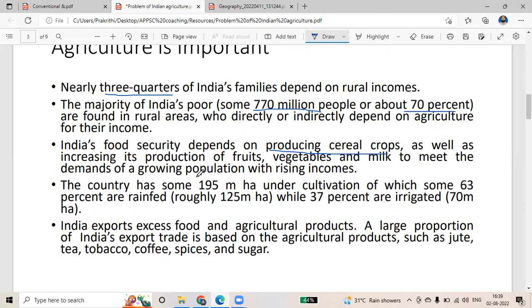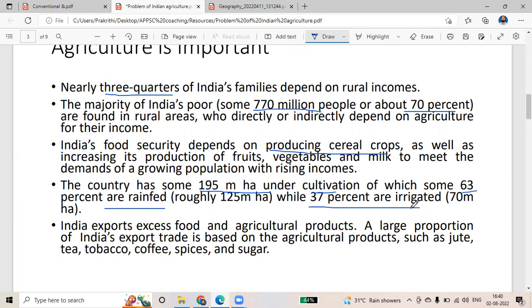Right now, the country has 195 million hectares under cultivation, out of which 63% is rainfed region and 37% is irrigated. So we know our agriculture system is mostly monsoon rain dependent, almost 63%. That is why it is called rain-fed, depending on rain. The remaining area has irrigation.